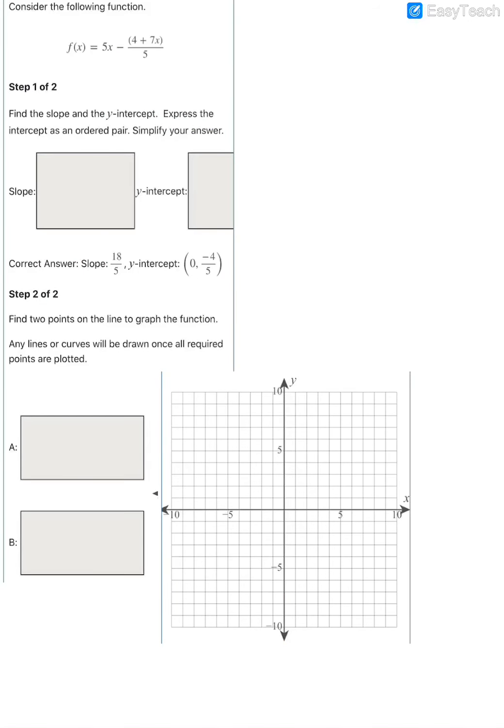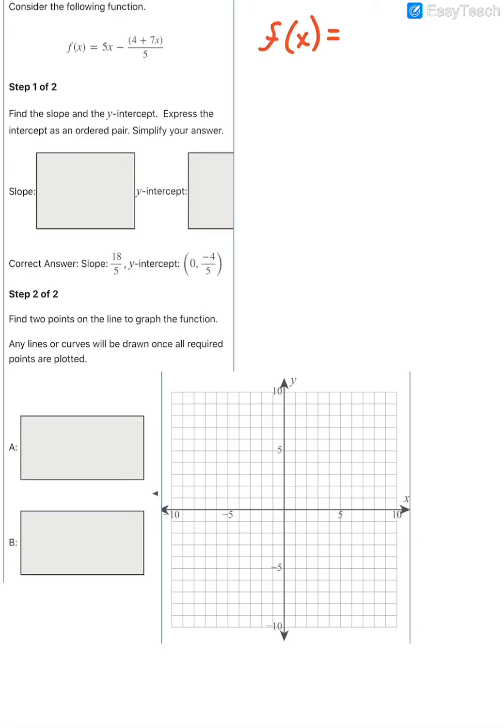Okay. Now, on this second one, they've given me a function. They don't tell me it's linear. I'm going to have to do some simplifying, and then I'll know it's linear. And then, of course, when they say find the slope and y-intercept, they kind of give it away.